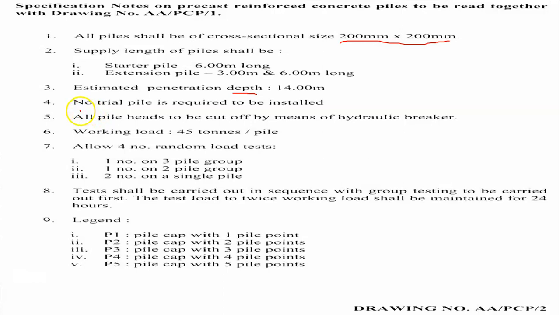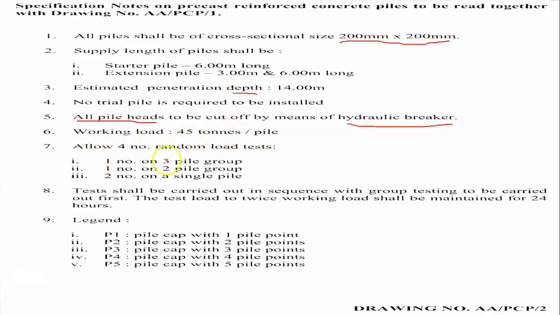And then they also say here no trial pile is required to be installed, and pile head to be cut off by means of hydraulic breaker. So this one is what we call the cutting off of pile. This needs to be measured on site. What is the length of pile that needs to be cut off? And then the working load for each pile is 45 ton.